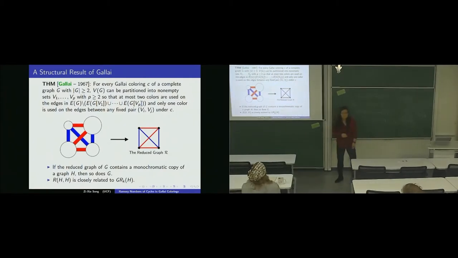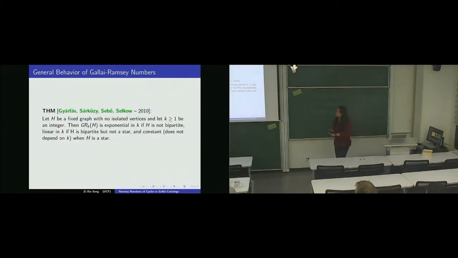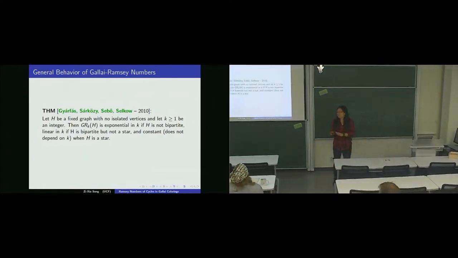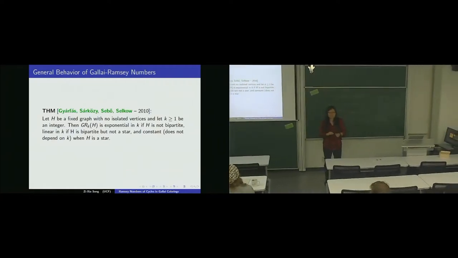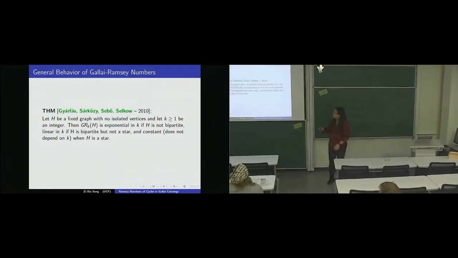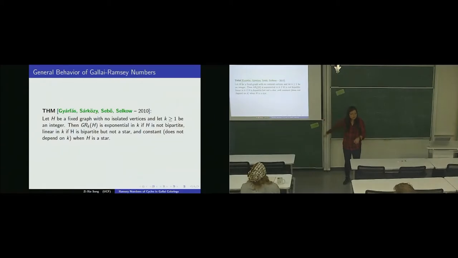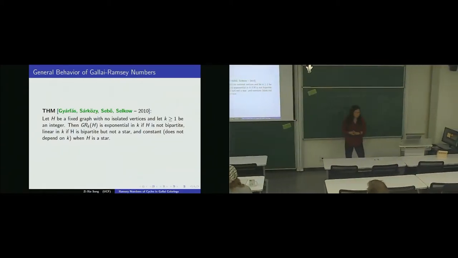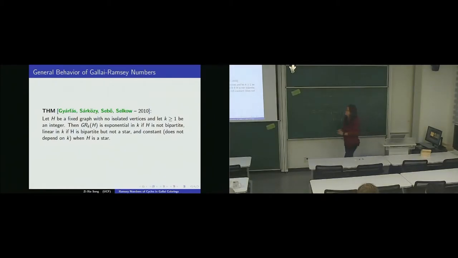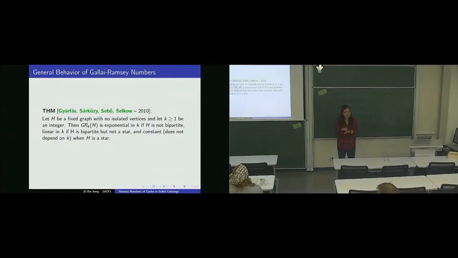Okay, now, for Gallai-Ramsey, we call it Gallai-Ramsey, not everyone calls it Gallai-Ramsey. Someone tried to call it a Ramsey-Gallai number. We just used GR to denote it. We didn't call it Gallai-Ramsey in our paper, but for the talk purpose, I do say Gallai-Ramsey here. The general behavior of this has been proved by Gyárfás, Sárközy, Sebő, and Selkow. If H is not bipartite, the Gallai-Ramsey number is exponential in k. If it's bipartite, but not a star, it's linear in k. Star, you can do it quickly.